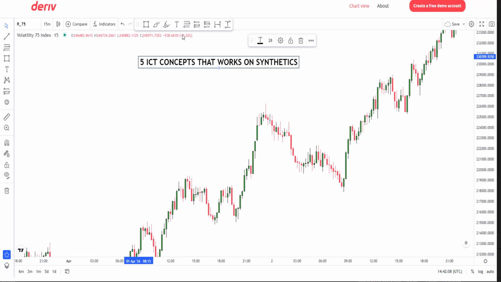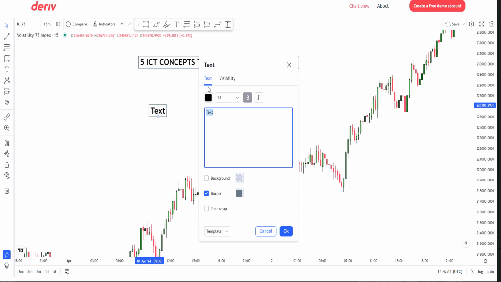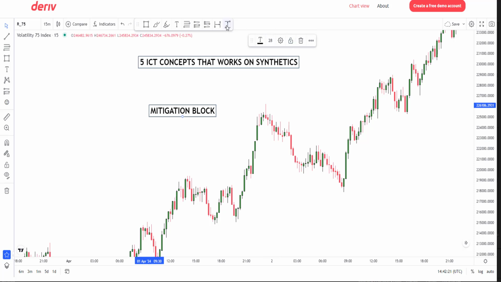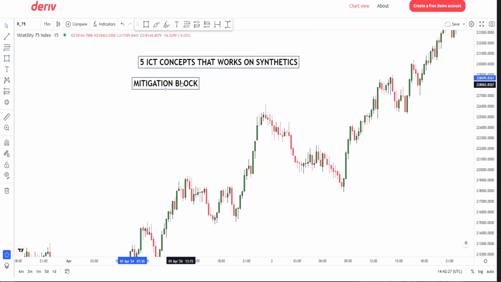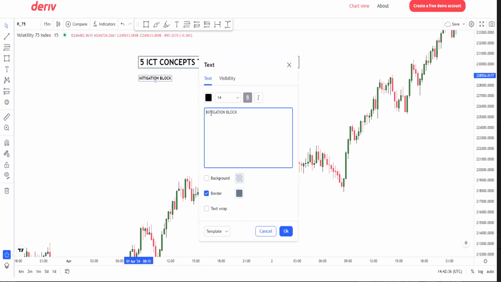Number 1, if I should mention them right here, is mitigation block. All right, mitigation block is a very, very powerful institutional reference point that you should always look for when you are trading synthetic indices. It is an ICT concept that you want to check most of the time. Let me make it smaller so I can do that easily. All right, so let's give it a number. Number 1 is the mitigation block.